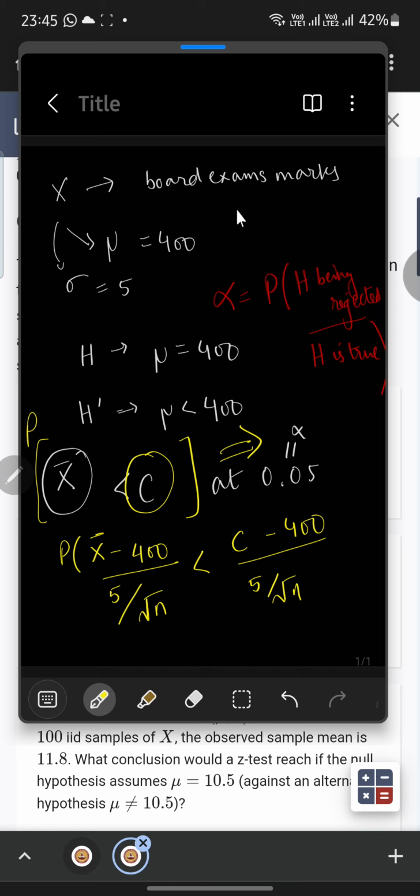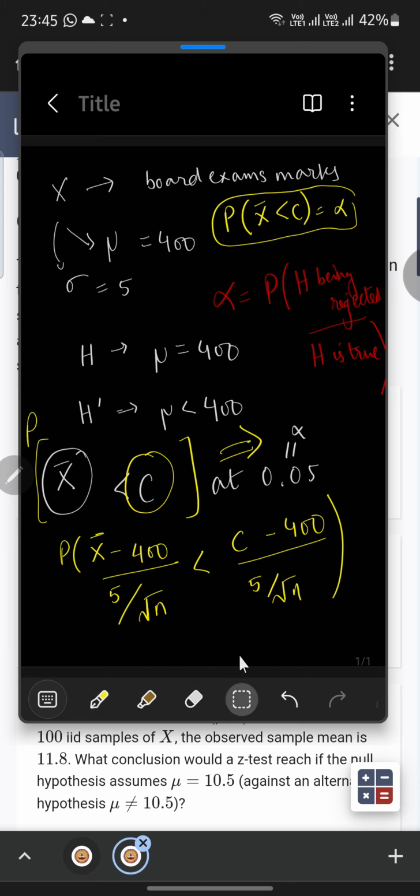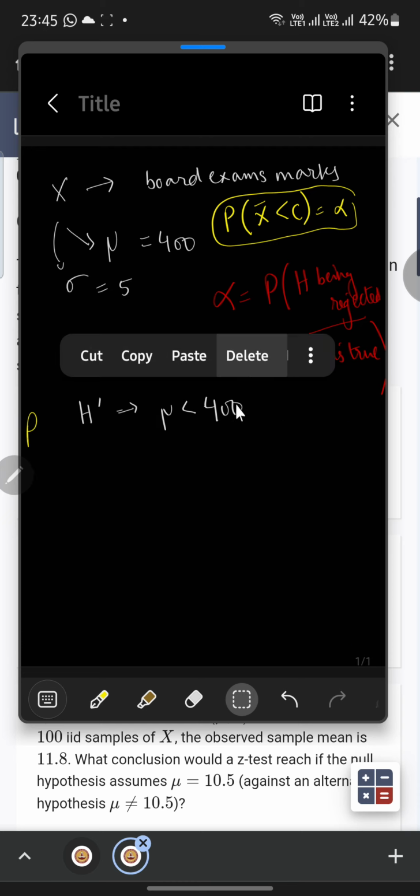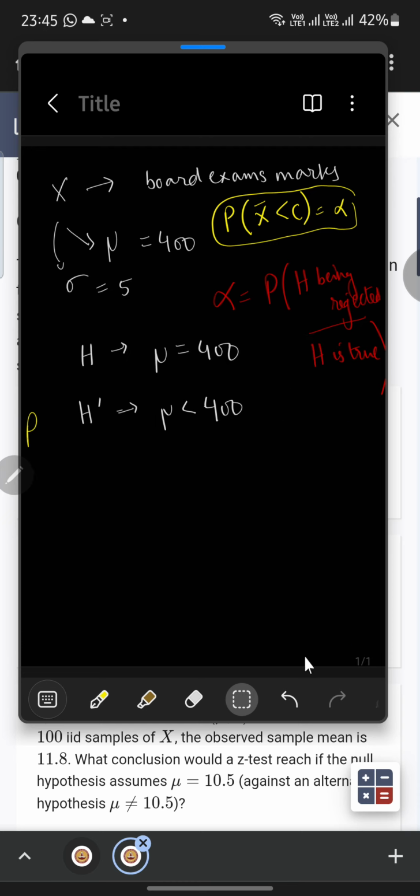Let me rewrite it here. Probability of x dash less than c will be equal to alpha. So I just rewrote this all. Alpha is basically 0.05, and which is basically this part here, right? So all that is left is to equate. So I'll remove this all.